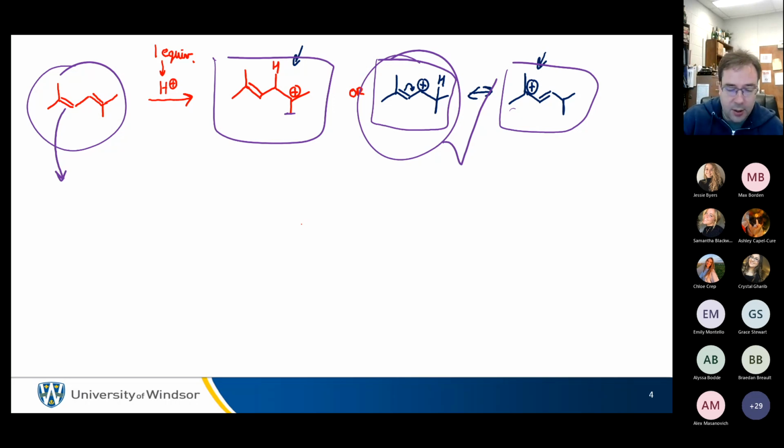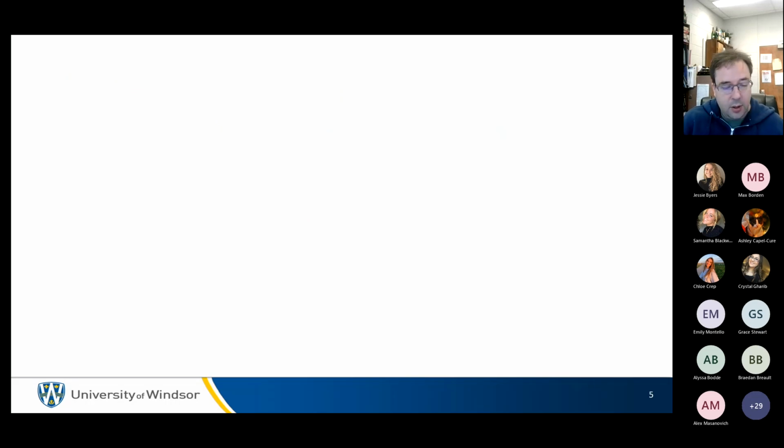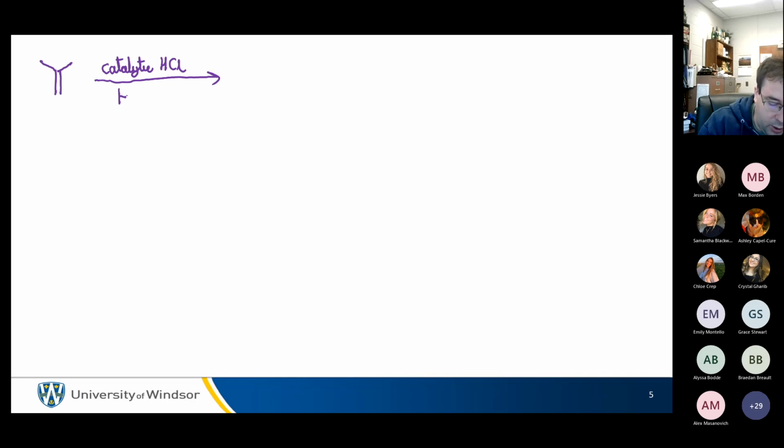So this whole thing where I said that we're supposed to be talking about the Markovnikov addition of water, what the hell is that? Okay, so let's go back to our first example. Actually, we'll go back to Markovnikov's example, which was isoprene. I'm actually going to use his precise example. This is from, I think, 1850. So catalytic HCl in water.